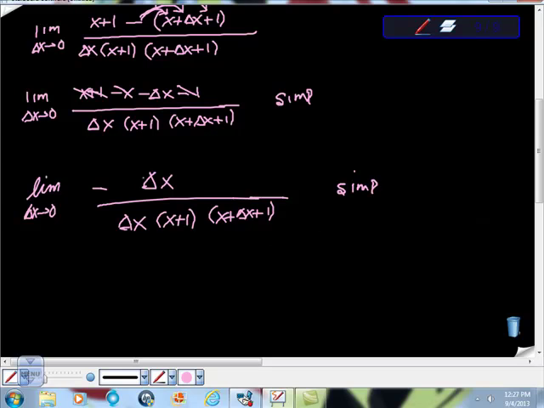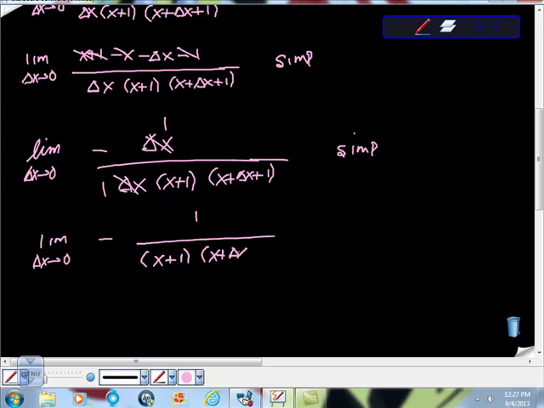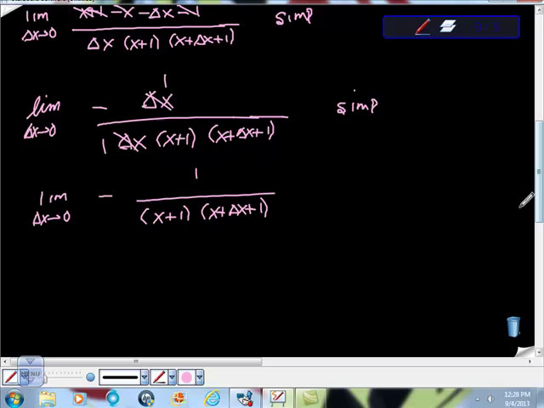And as I simplify this, change of x over change of x is 1, isn't it? So I'm going to declare my limit again to keep my professor happy. Change of x over change of x is 1, so this goes to 1, this goes to 1. So I get negative 1 over x plus 1 times x plus change of x plus 1. And you might be going, dear Lord, Charlie, are we ever going to finish? Man, we're done.